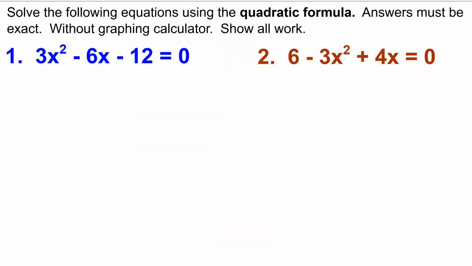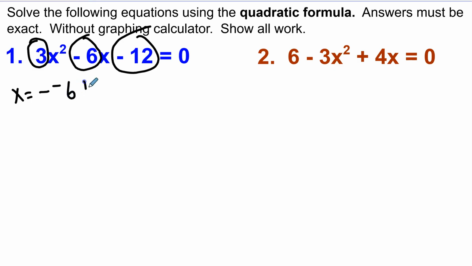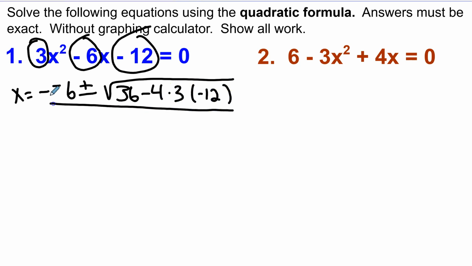Solve the following quadratic equations using the quadratic formula. Answers must be exact. Without a graphing calculator, show all your work. So this one here, you'd have x equals, and here's my a, here's my b, it's the negative, and here's my c. So it's going to be the negative of negative 6 plus or minus the square root of b squared, and I'm just going to write this. It's always a positive number. Negative 6 squared is negative 6 times negative 6, which is 36, minus 4ac, all over 2a.